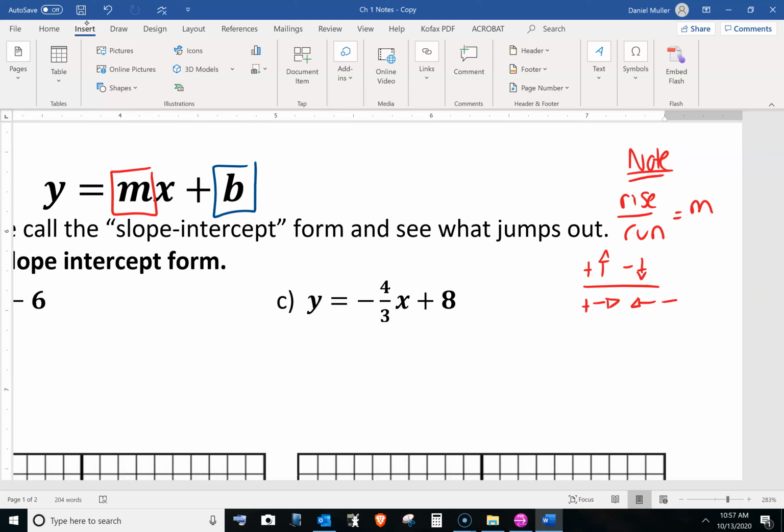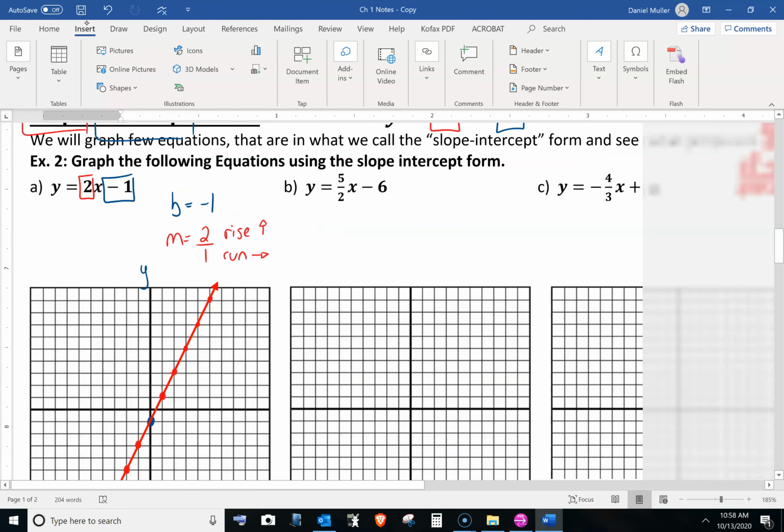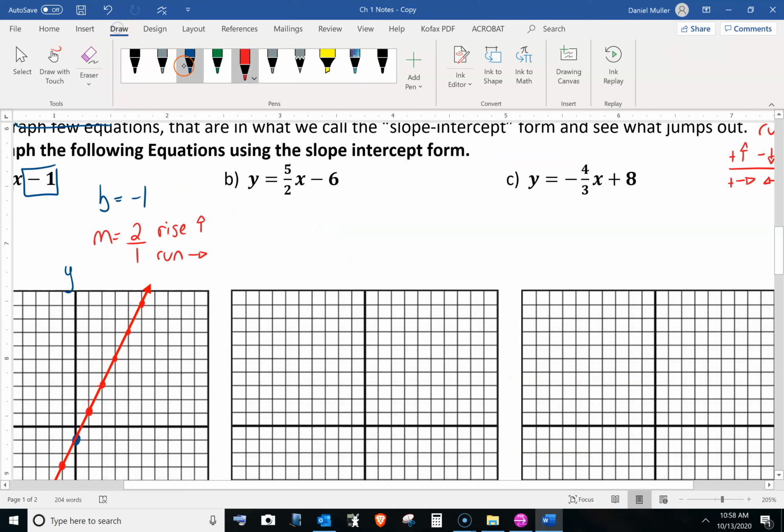So keep that in mind. Positive goes up, negative goes down. Positive goes right, negative goes left. Okay. Let's actually continue trying this here, because once you get the hang of it, it's very, very easy.